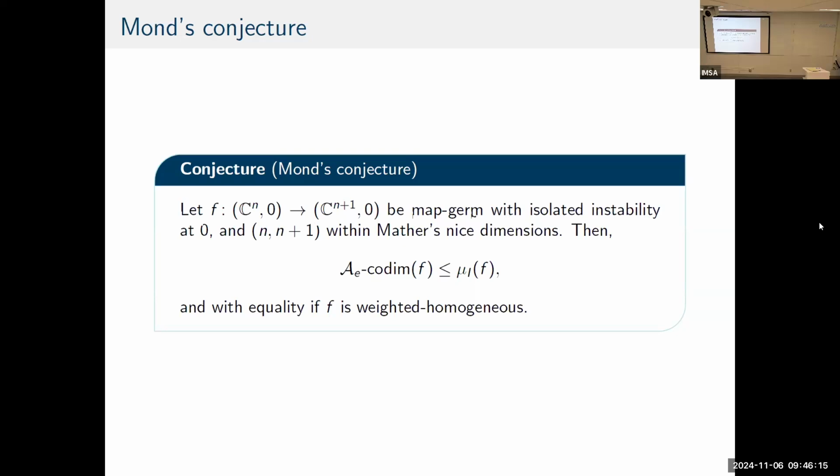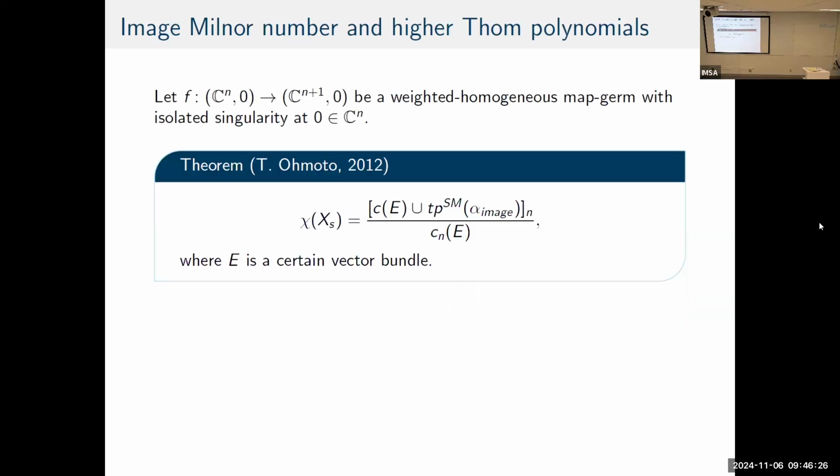So now we are interested to understand this image Milnor number in weighted homogeneous mappings. The thing is that Ohmoto proved a theorem that allows us to compute the Euler characteristic of the disentanglement for weighted homogeneous map germs using the higher Thom polynomial of some constructible function that is expressed in the stable types that can appear in the mapping. And then these are the Chern classes of some vector bundles, and these Chern classes are determined by the weights or the degrees of the mapping. So they are very easy to compute, so the difficult part is to compute this higher Thom polynomial.